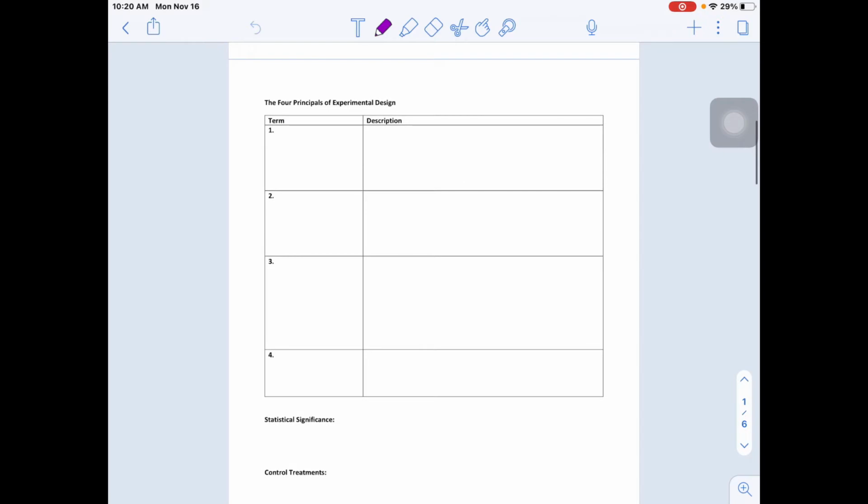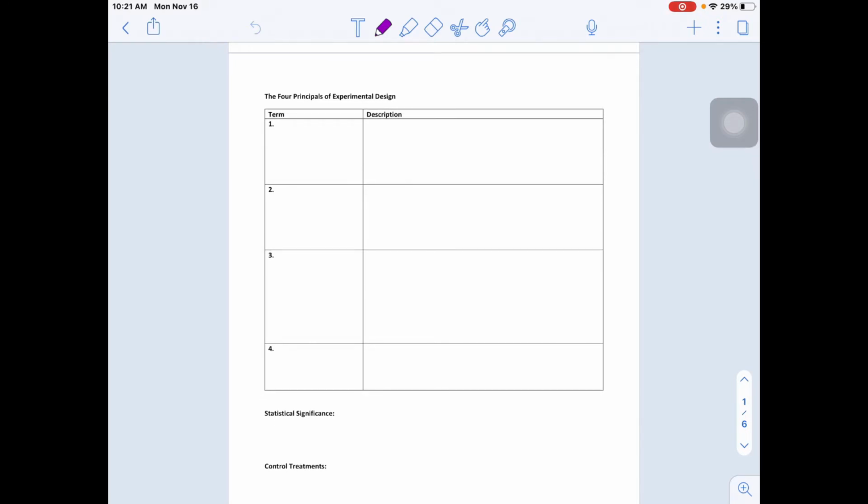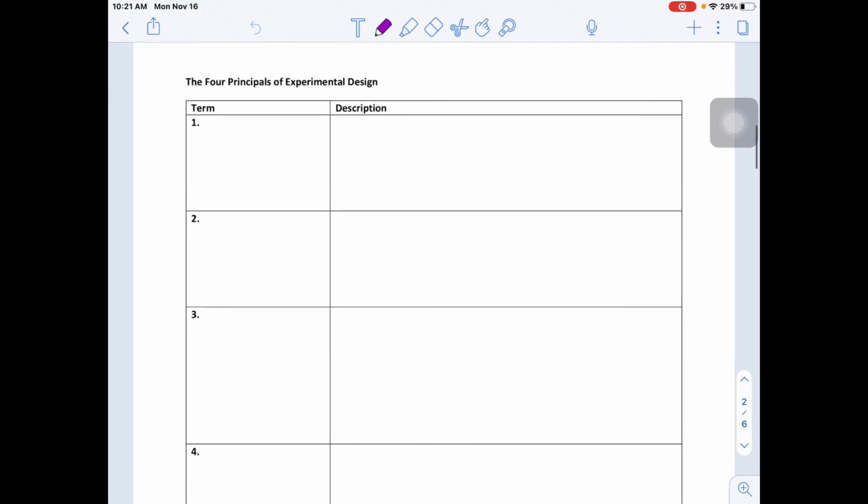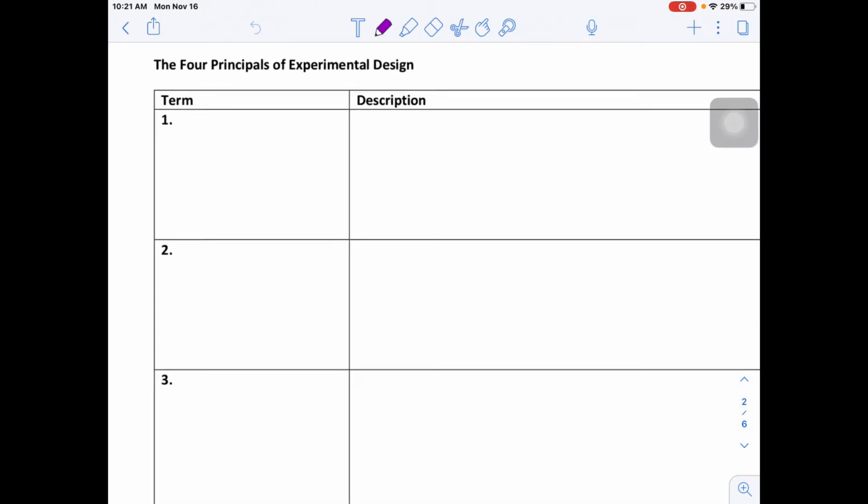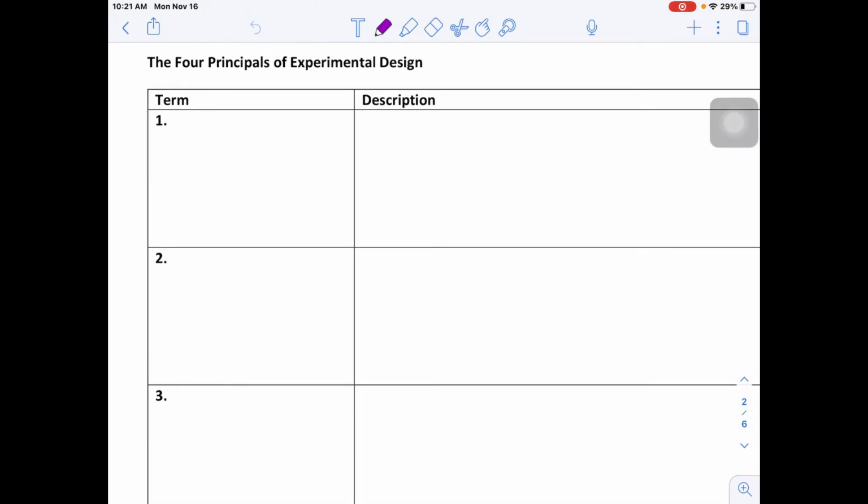So we should be on the page that starts with the 4 principles of experimental design. These are things that we want to make sure we have when we're designing our experiment. So the first thing is control.